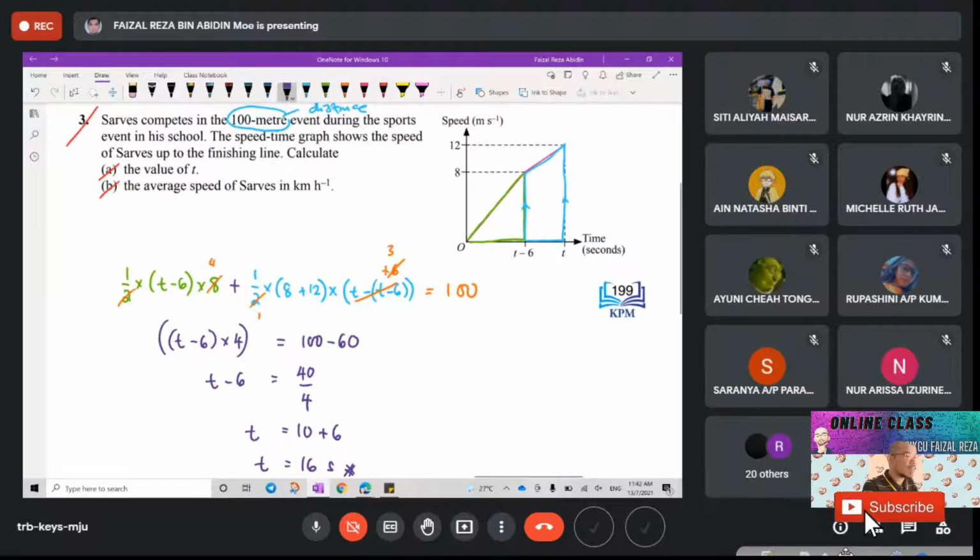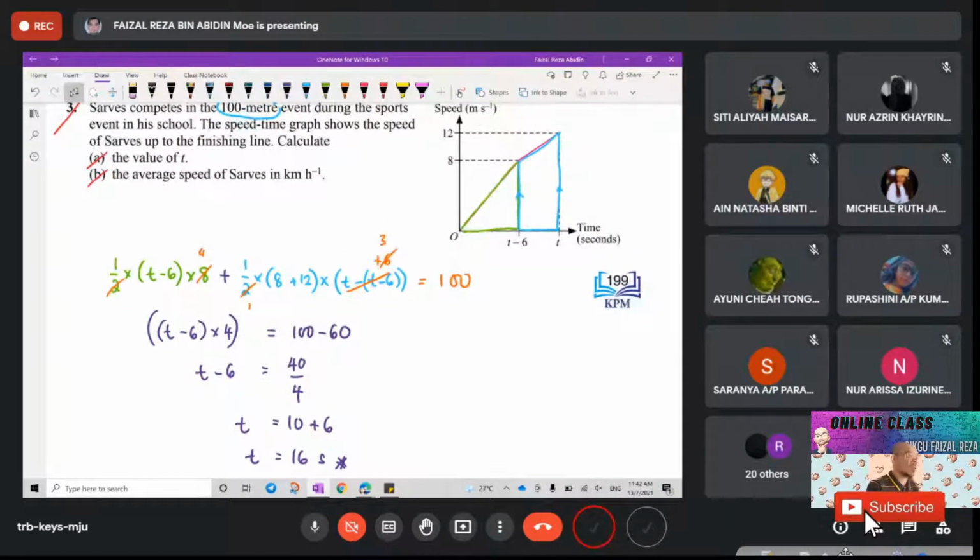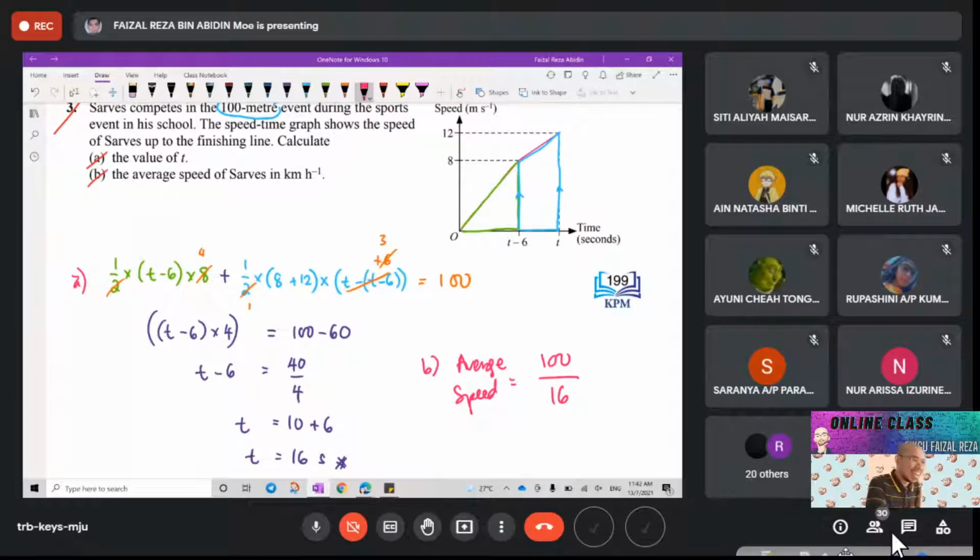Okay, next is going to be the average speed. You have your distance just now. The total distance is part A, so your B is going to be the average speed. It's going to be total distance, 100 meters, over total time, 16 seconds. Not straight away, okay, so 100 meters.